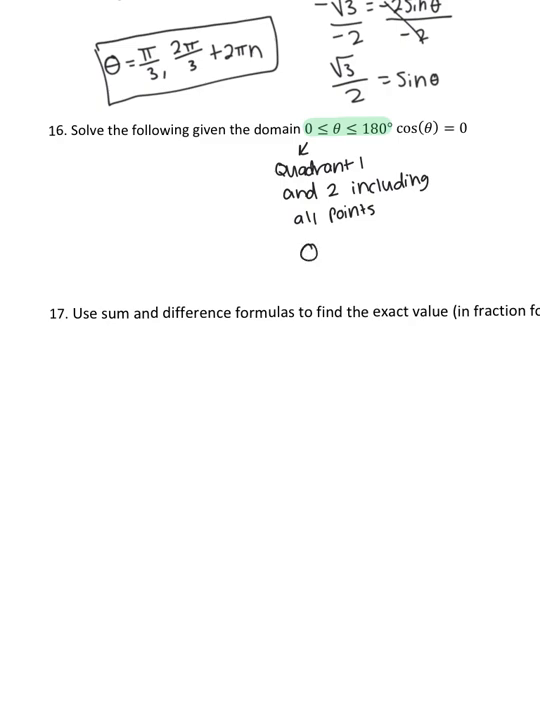So if you're looking at your unit circle, find where the cosine, remember that cosine is x, where the cosine value is equal to 0. That only happens in one place, and that's at pi over 2. So we have theta is equal to pi over 2.